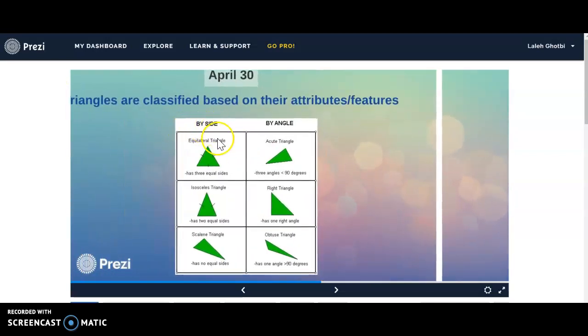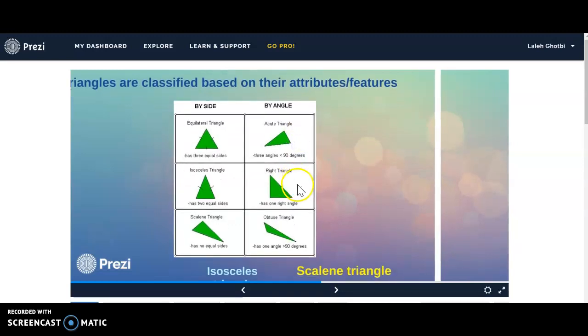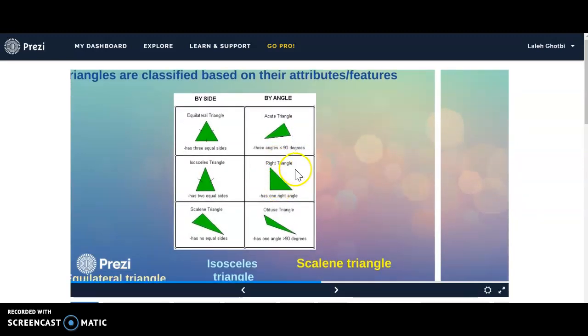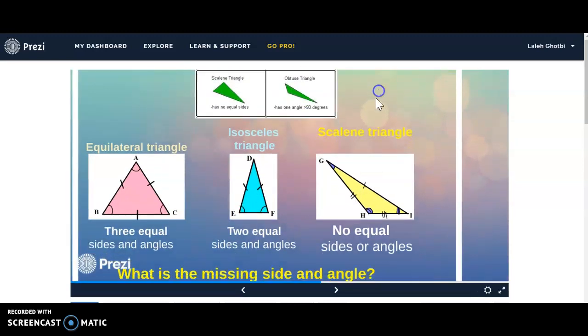This is just a summary of what you have learned. Classifying triangles by side, you learned about these symbols. If you see 3 of them, it means it's an equilateral triangle. If you see 2 of them, it's an isosceles triangle. And if you see none of them, it's a scalene triangle. You also learned about triangles that have only acute angles, less than 90 degrees, triangles with one right angle, right triangles, and triangles that have one obtuse angle, which we call obtuse triangles.